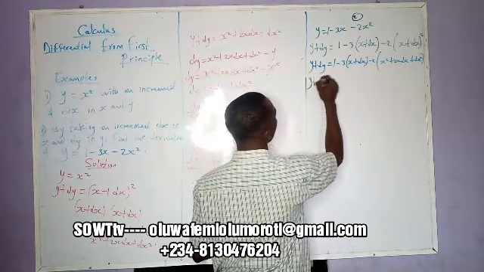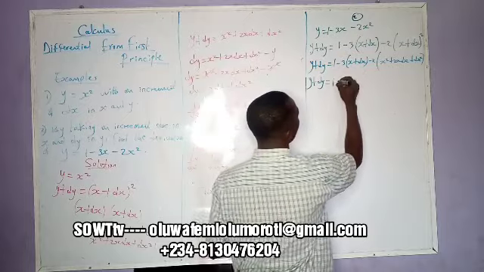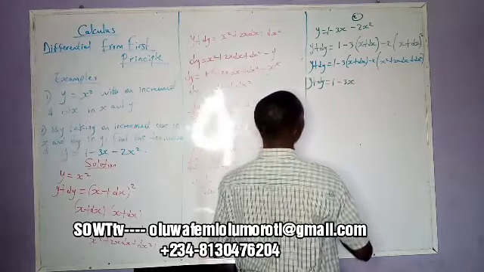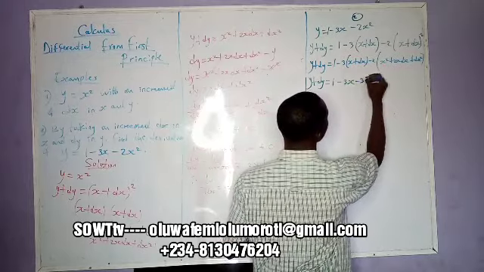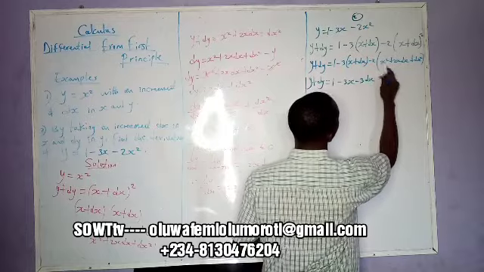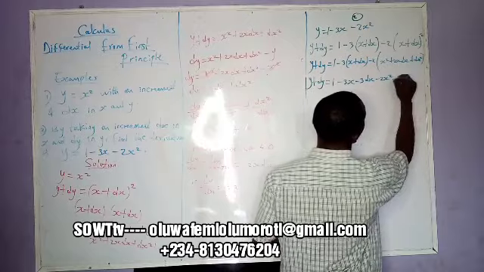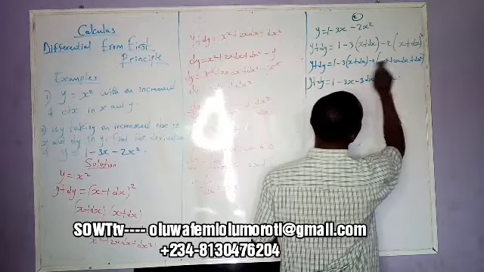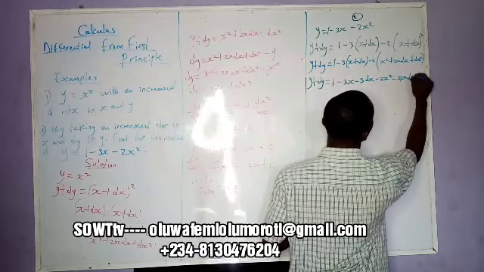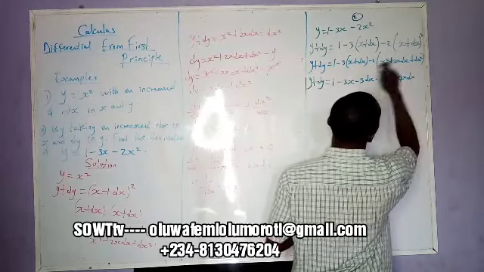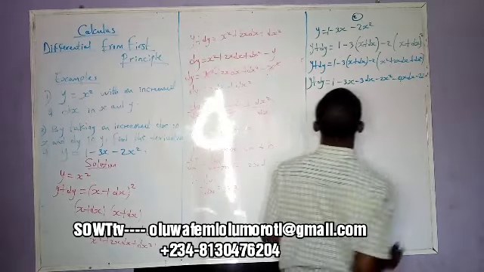So y plus dy equal to 1 minus 3 times x, we have minus 3x, minus 3 times plus minus 3 dx. Then this also, minus 2x squared, minus times plus minus 2 times 2x, that is minus 4x dx, plus minus 2 dx squared.